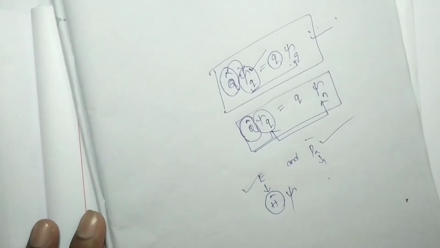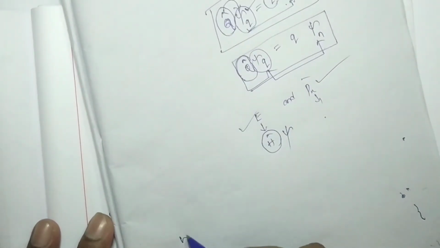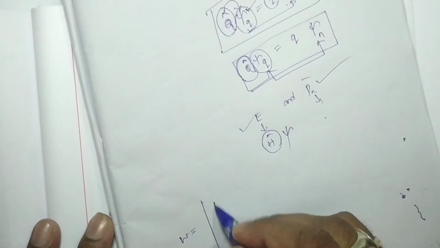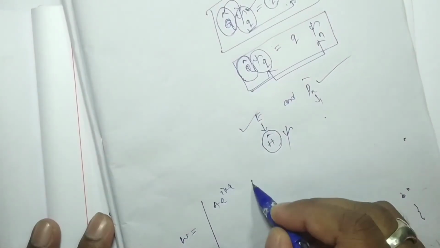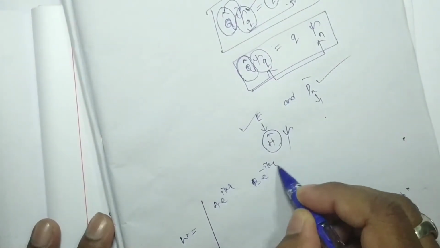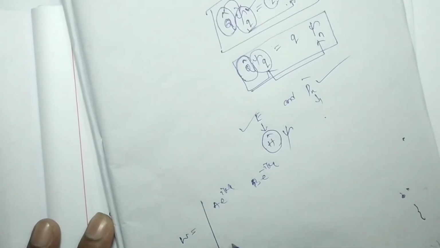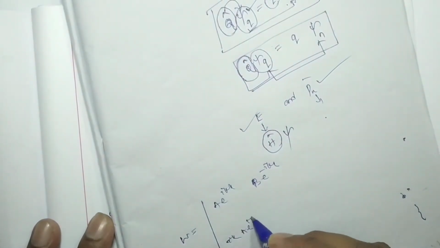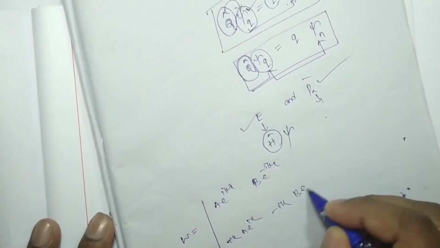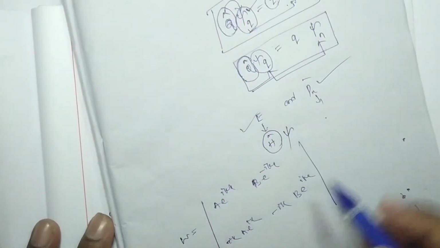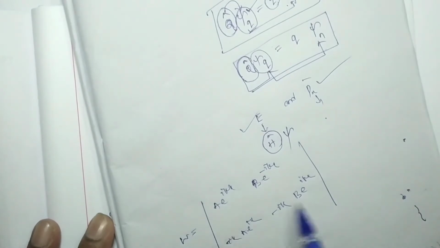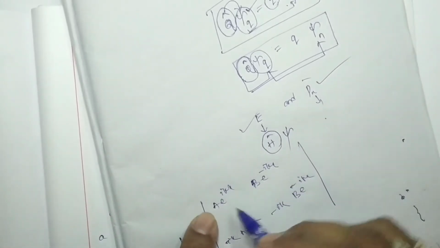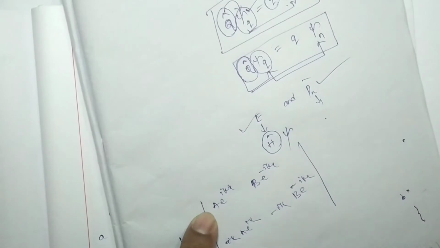So here you can find that the Wronskian is nothing but the determinant of a e to the power ikx and b e to the power minus ikx, and their derivatives, so it will be ik a e to the ikx and minus ik b e to the power minus ikx. That means we need this determinant to be not equal to 0, and you can see that the determinant is not equal to 0. The determinant will be a into b into minus ik.